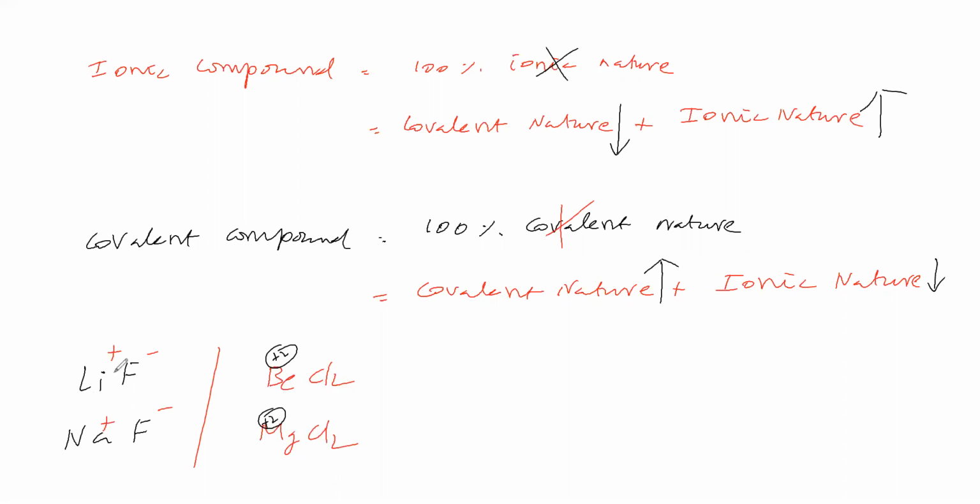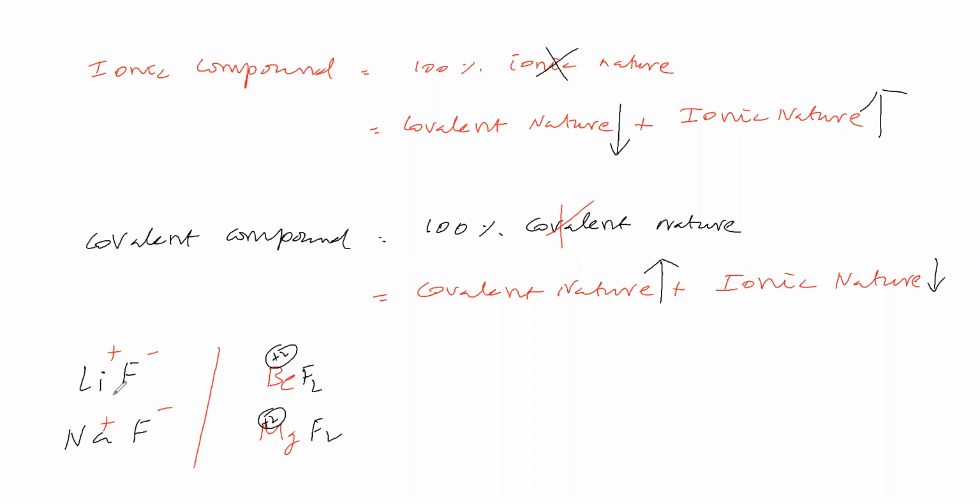Now we will take LiF and BeF2. Li+ and Be2+. The cation size of Li+ is high, the Be2+ cation size is small. Size of Li+ is high, therefore the percentage of covalent nature is low. Size of Be2+ is low, therefore the percentage of covalent nature is high.